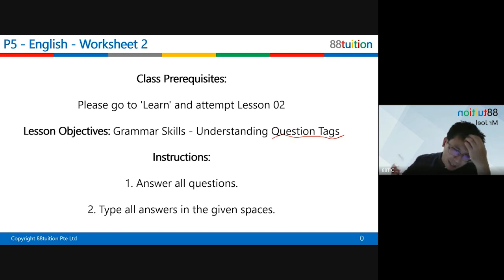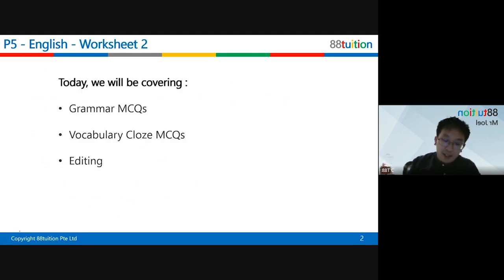Okay, but question tags are normally not that easy as well. Sometimes there are some questions that don't actually give you any clues within the question itself. So that's what we are going to talk about today as well. Those special types of questions, and then I have to explain to you why the answer is like that as well. So without further ado, these are the things we are going to cover today. We're going to focus more on the grammar MCQ as well as the editing.